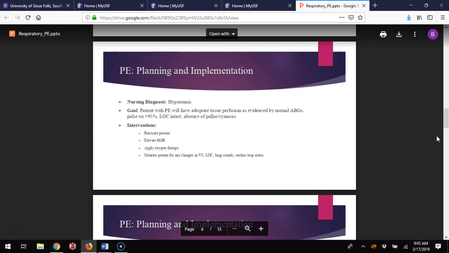Interventions to try and help with this. Of course, reassure the patient. Elevate the head of the bed, apply oxygen. Just watch it on your COPD patients. Monitor the patient for any changes.